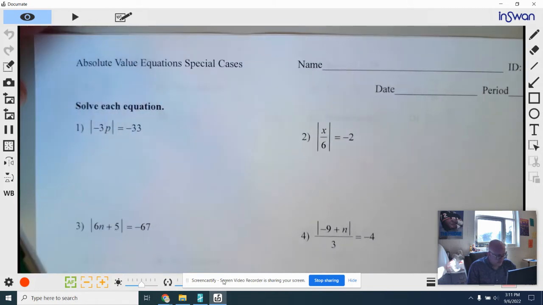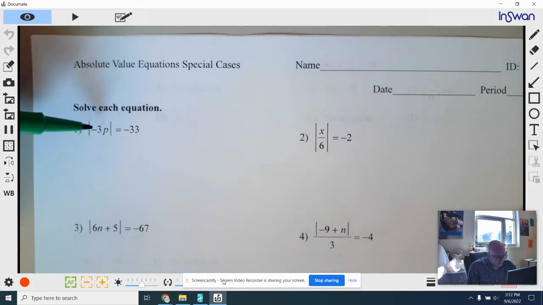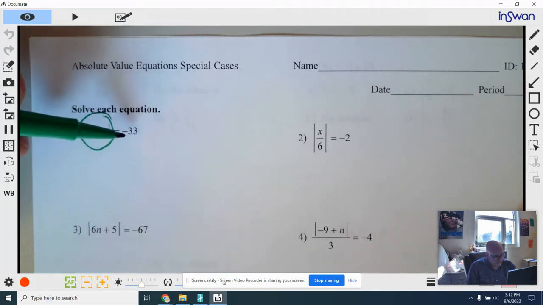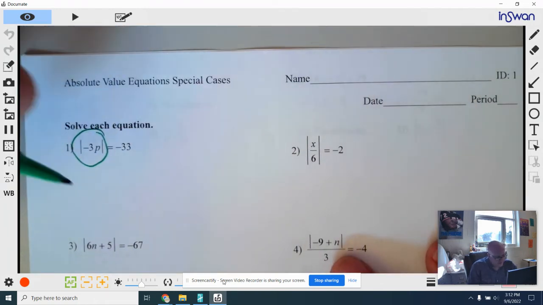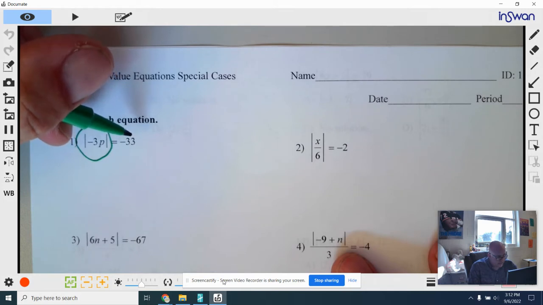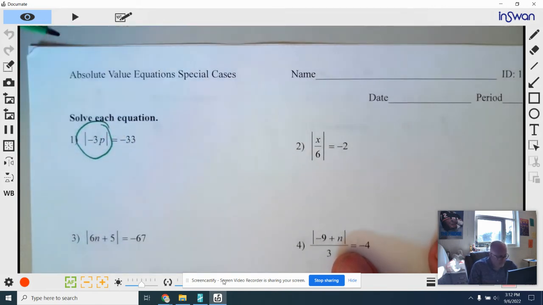So if you look at number one today, number one says the absolute value of negative 3p equals negative 33. And we have talked about before, we want to isolate the absolute value symbol. And in this case, it is isolated. Okay, but if you look at this problem here, you'll see that it equals a negative 33, which is a problem. Because if I take the absolute value of any object, it can't be negative. So negative 3 times some number, and then the absolute value of that cannot be a negative 33.